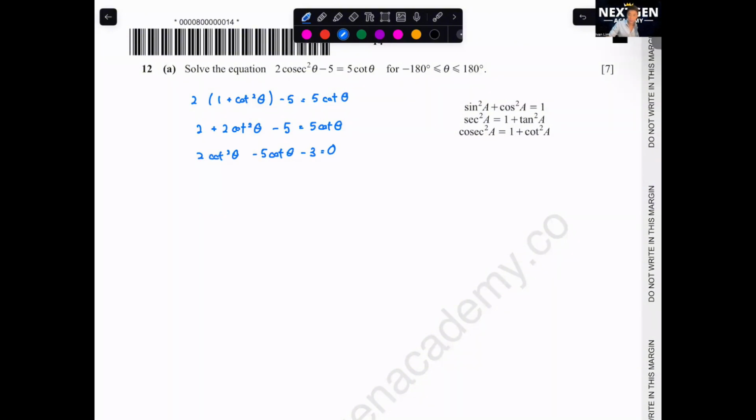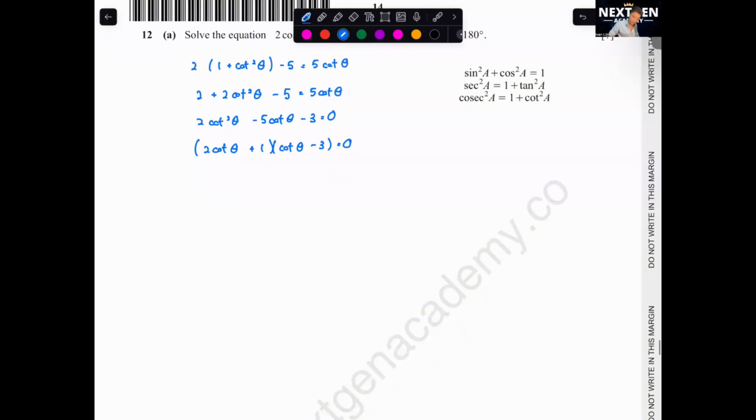Okay, this one is a quadratic equation, so factorize it. 2 cot theta plus 1, cot theta minus 3 equals to 0. Okay, from here, we're going to solve for this. You want to make your cot theta equals to an alphabet also can. Cot theta equals to negative 1 over 2. Cot theta is equals to 3. Cot, you change it to tangent, this will be negative 2. Tangent equals to 1 over 3.